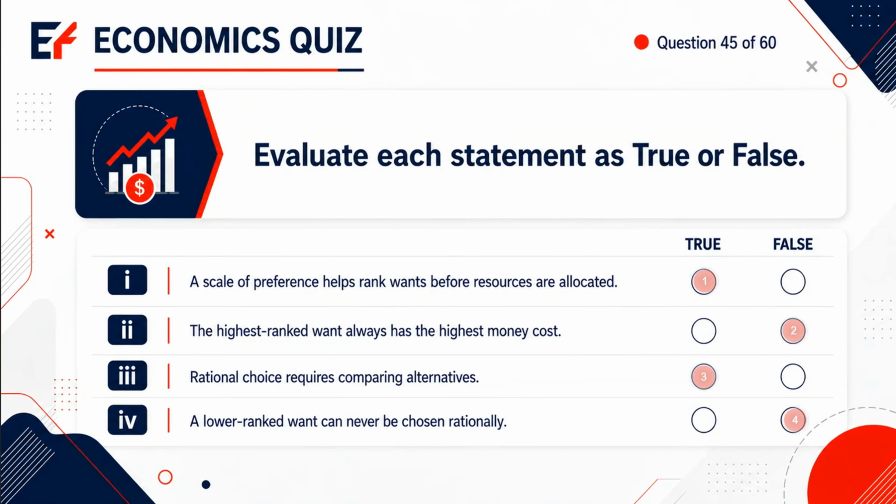Let's make the choice logic clear. A scale of preference helps people arrange wants by importance before deciding how to use limited resources. But the most important want does not always have the highest money cost because priority and price are different things. Rational choice requires comparing alternatives, since choosing one option usually means giving up another. A lower-ranked want can still be chosen rationally if the higher-ranked want is too costly, unavailable, or offers less benefit at the margin. The key point is that rational choice depends on priorities, constraints, and trade-offs.